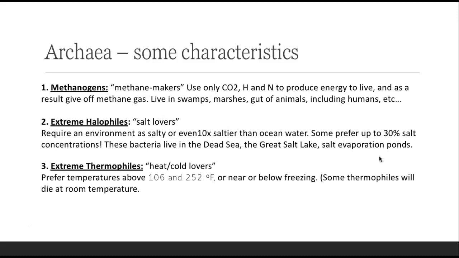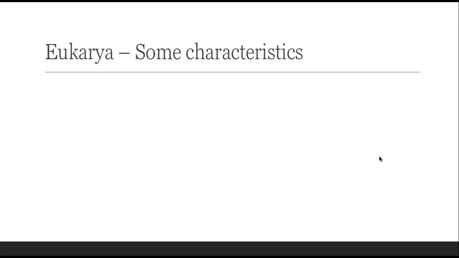Then we've got the extreme thermophiles, which are heat and cold lovers, and they prefer temperatures above 106, sometimes 252 degrees Fahrenheit, or near or below freezing. And some thermophiles will actually just die at room temperature, right? Because it's not where their homeostatic environment is.